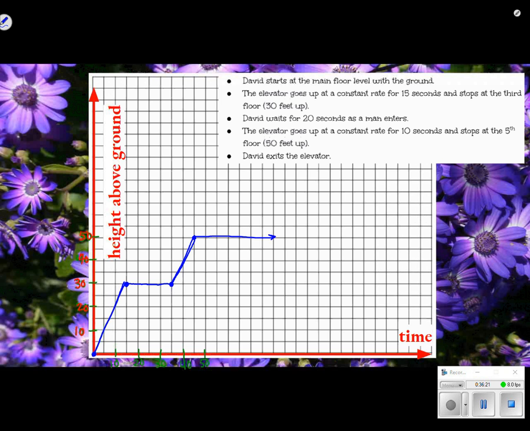knows what the rest of his story is, right? For the rest of the time, he may live on the fifth floor of whatever building he's in. That may be it for him. Okay, he may come back down, he may go higher. We don't know the rest of the story.